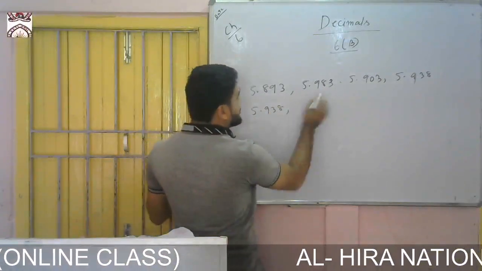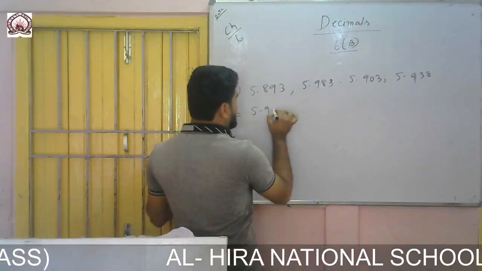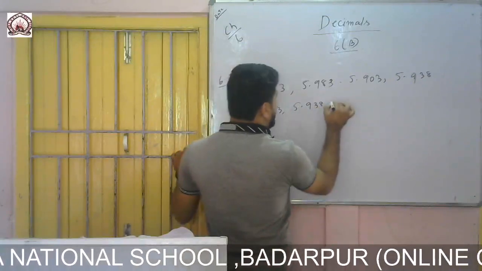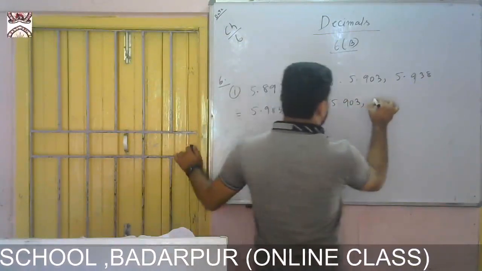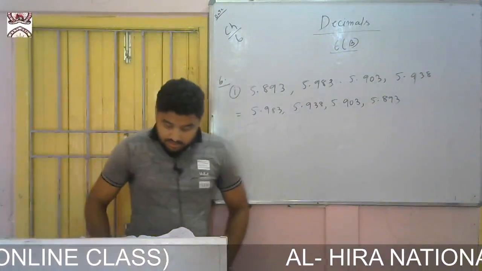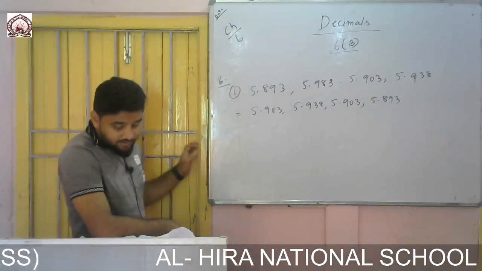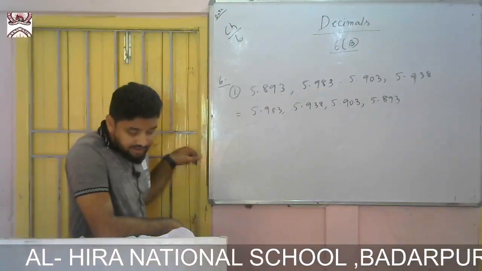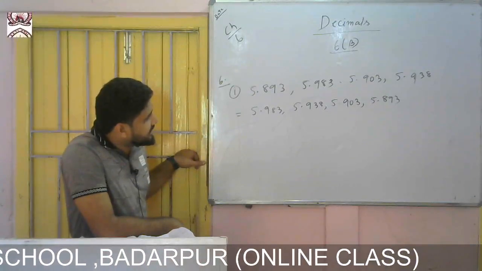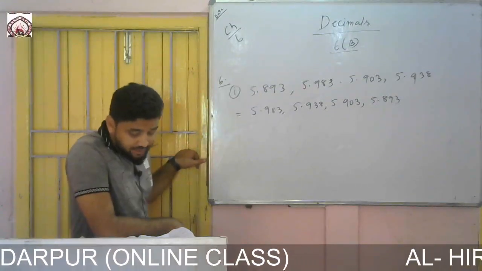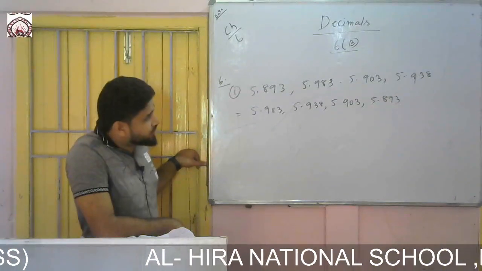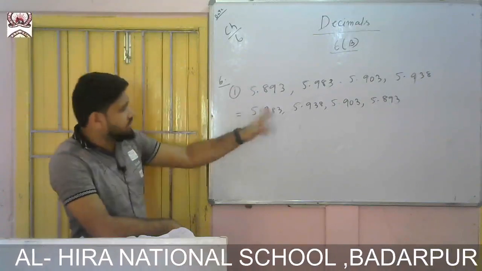First is 5.983, then 5.938, then number 3 will be 5.903, and then number 4 will be 5.893, the last one. Understood?